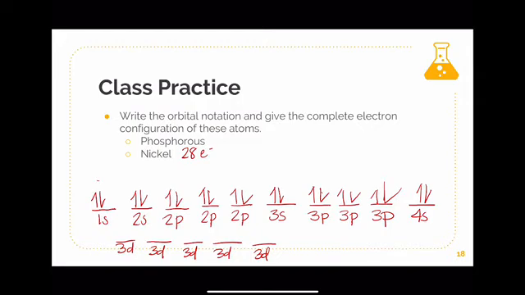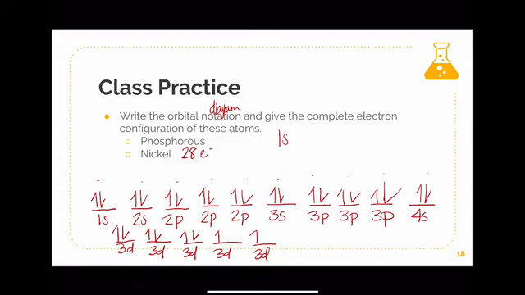2, 4, 6, 8, 10, 12, 14, 16, 18, 20. Okay, so I need to do a few more. So 21, 22, 23, 24, 25, 26, 27, 28. Okay. And this is the correct orbital notation, or as I said previously, maybe better called an orbital diagram for this, okay? Now, let's write the electron configuration.